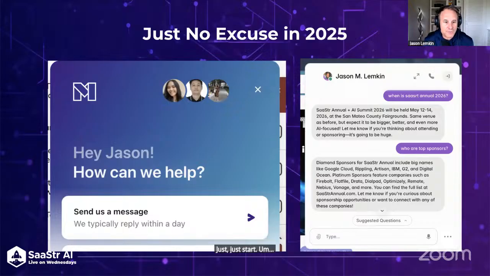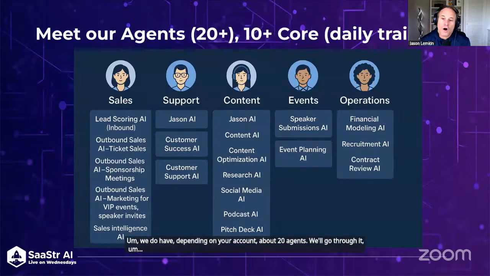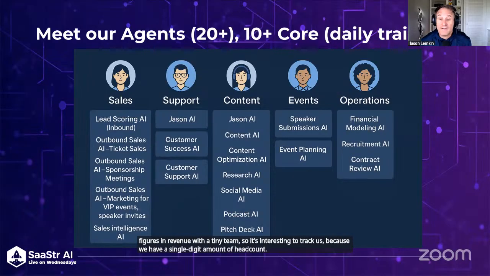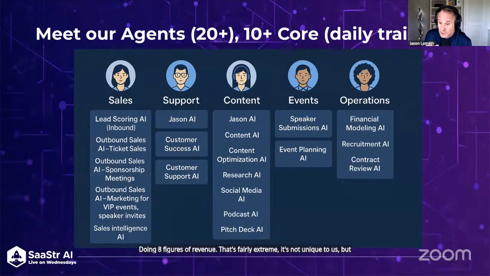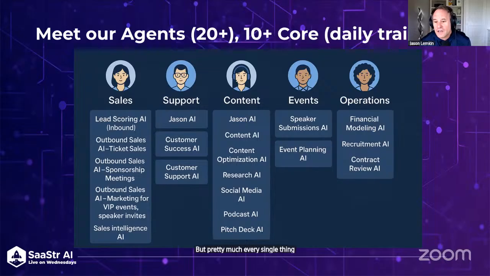And maybe the next one, and then I'll let Amelia drive. We do have, depending on how you count, about 20 agents. We'll go through it. Our organization is tiny, but SaaStr does do 8 figures in revenue with a tiny team. So it's interesting to track us because we have a single-digit amount of headcount doing 8 figures of revenue. That's fairly extreme. It's not unique to us, but it means we really push the model here. But pretty much every single thing you can do with an agent, we are doing.